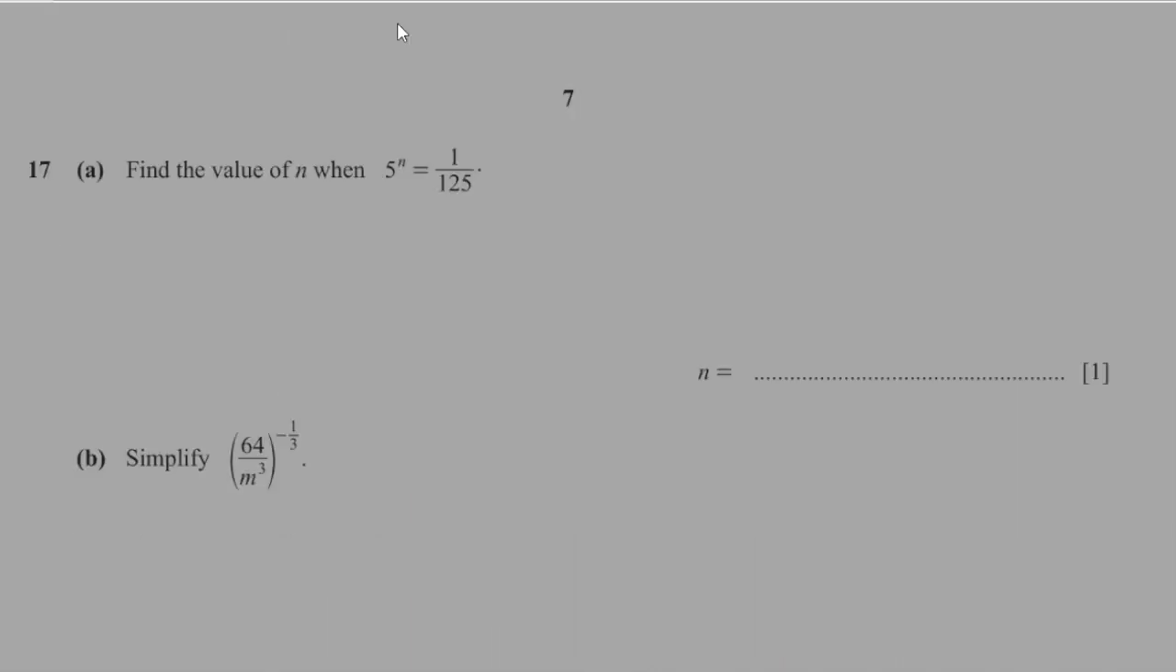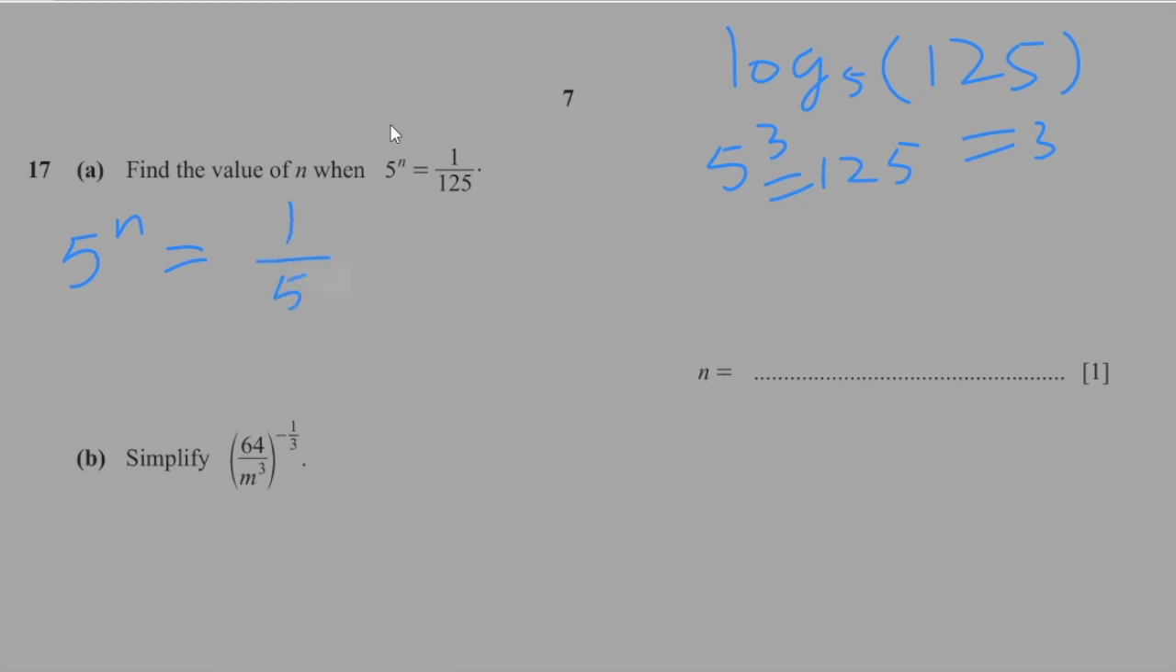17a. Find the value of n when 5^n is equal to 1 over 125. Right, so first off we need to write 125 in the form of 5 raised to the power of something, and to do that you can do log base 5 of 125 in your calculator, and that gives the answer as 3, which means 5 raised to the power of 3 is equal to 125. So instead of writing 1 over 125, you can write 1 over 5 to the power of 3, which is equal to 5 to the power of negative 3. So n is equal to negative 3.